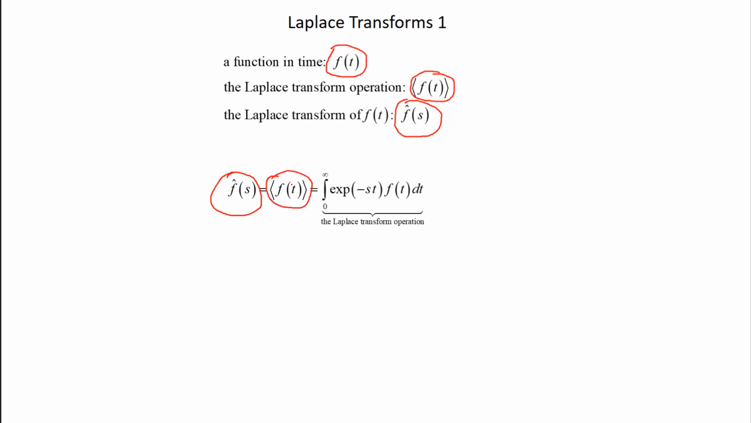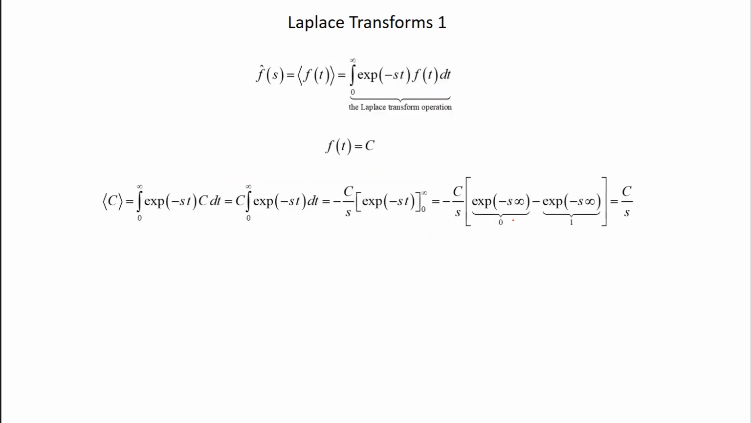And the Laplace transform operation is just right here. You take your function in time, you multiply it by the exponential of minus st, and you integrate with respect to time from time equals 0 to time equals infinity. So if you look at this, we're integrating from time equals 0 to time equals infinity. So the result of this will not be a function of time. It will only be a function of s. Okay. That's what the Laplace transform is.